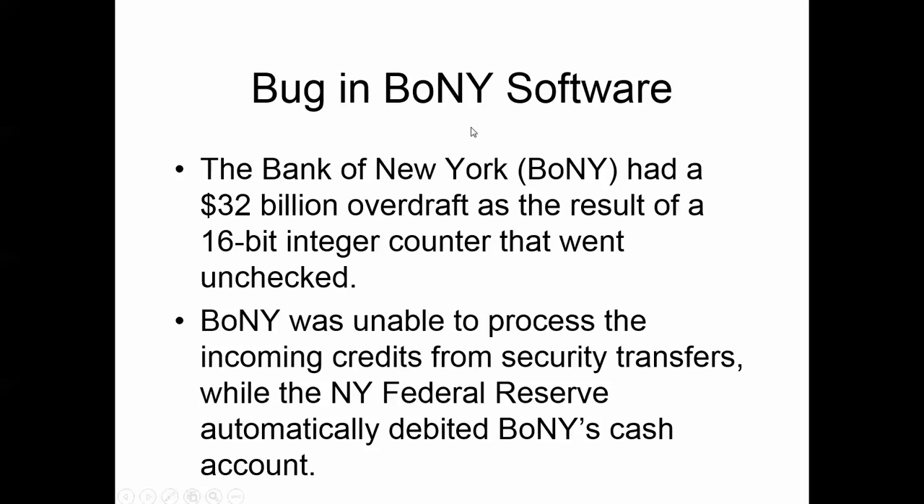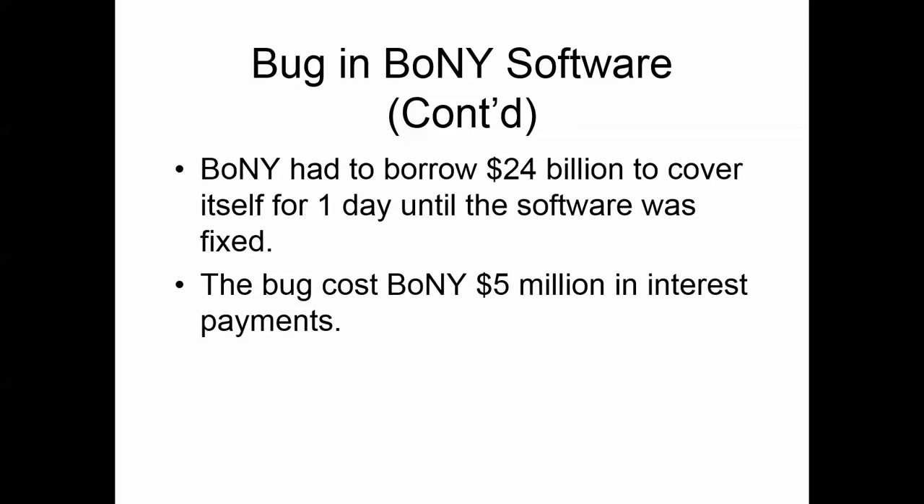The Bank of New York, right, had a $32 billion overdraft as a result of a 16-bit integer counter that went unchecked. Right, $32 billion overdraft. Somebody's losing their job.